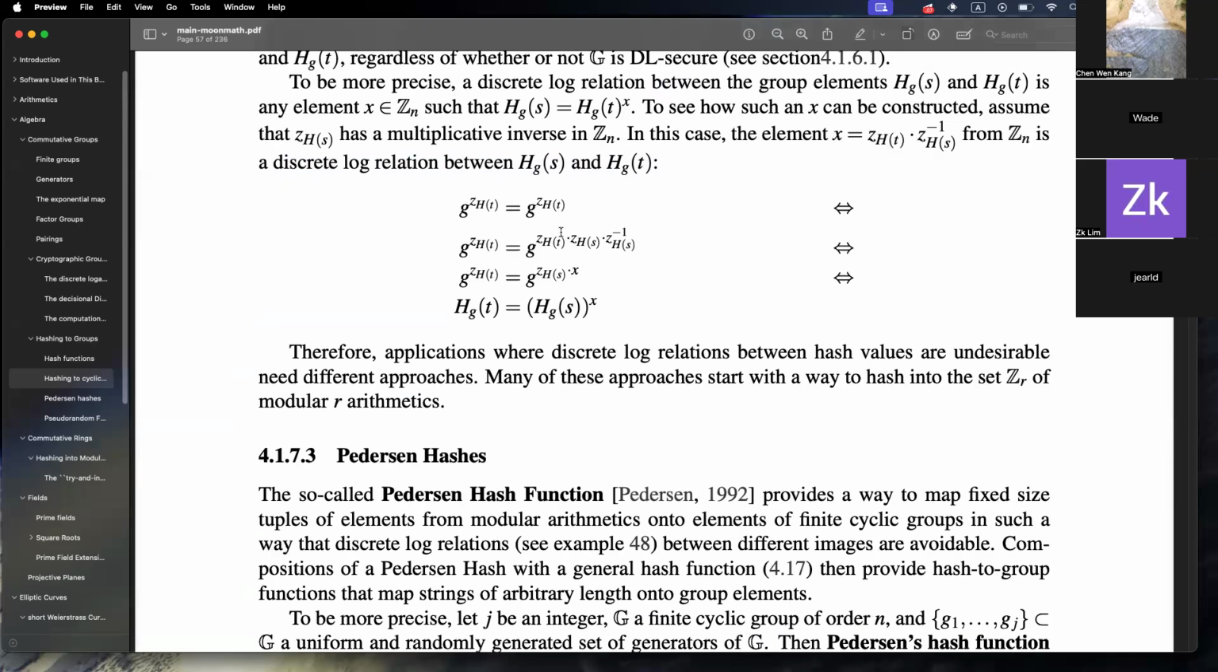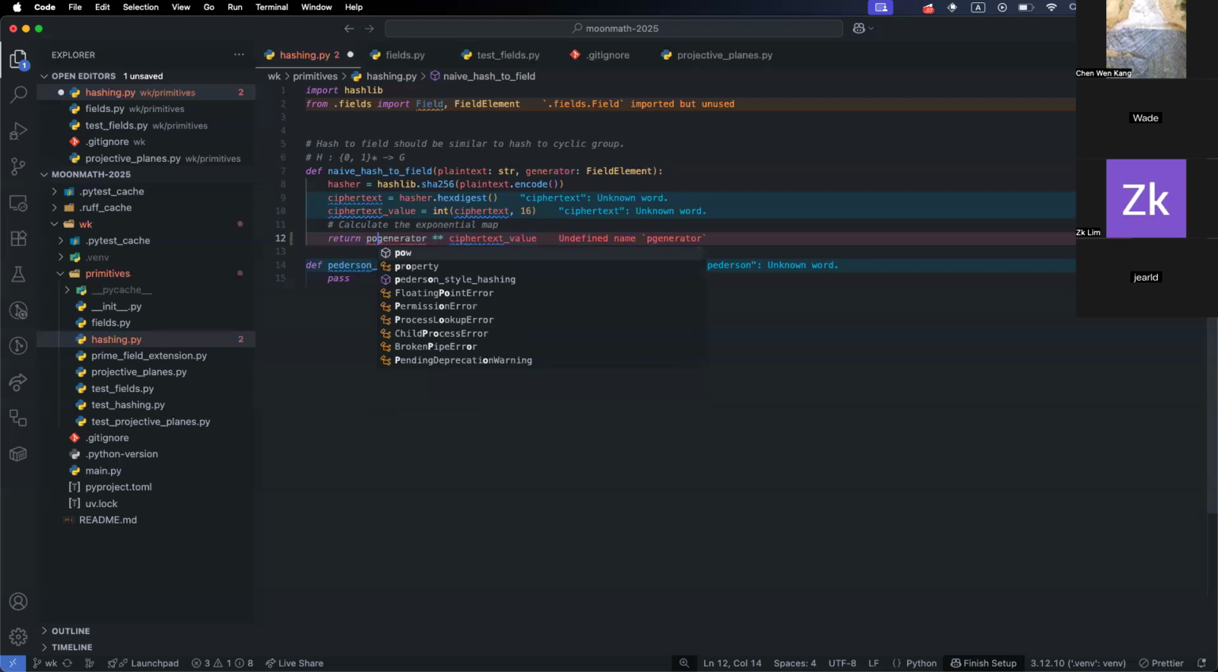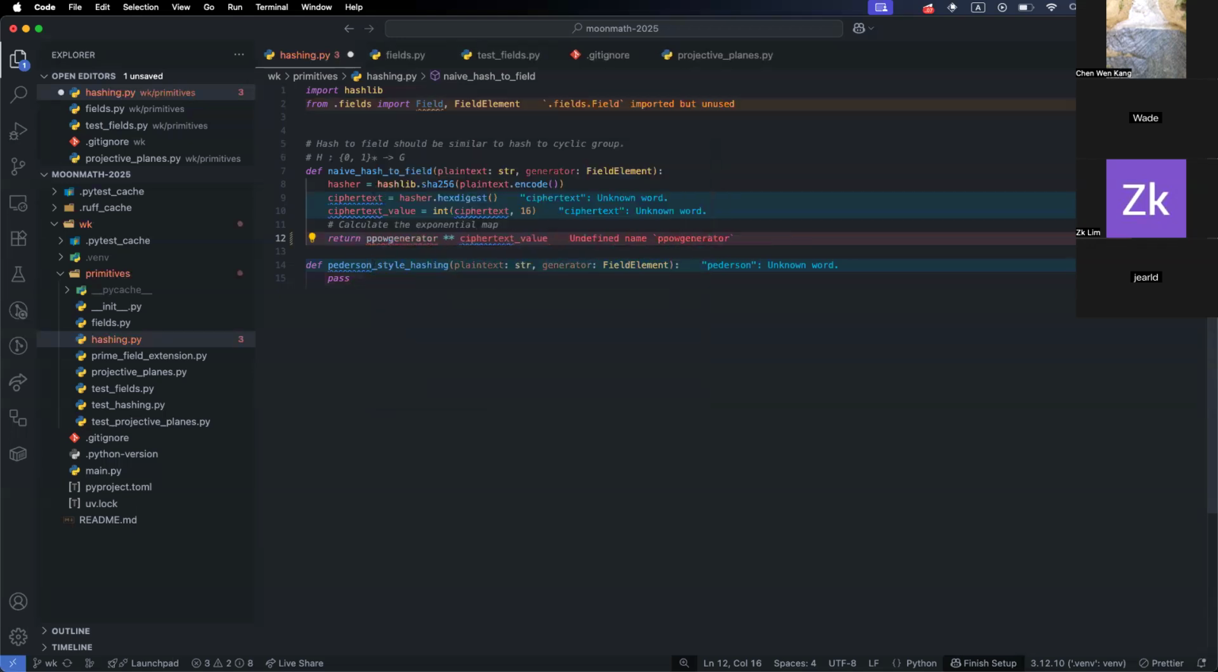So yeah, I've implemented that here. It's very simple. It's just the generator to the power of this cipher's X value. I think it will be nicer if I just do this. Oh no, actually it won't be because this is a field, but this is a number. Yeah, it's fine. This might break if this value is too big, I believe. But anyways, this is just a naive way of doing it.